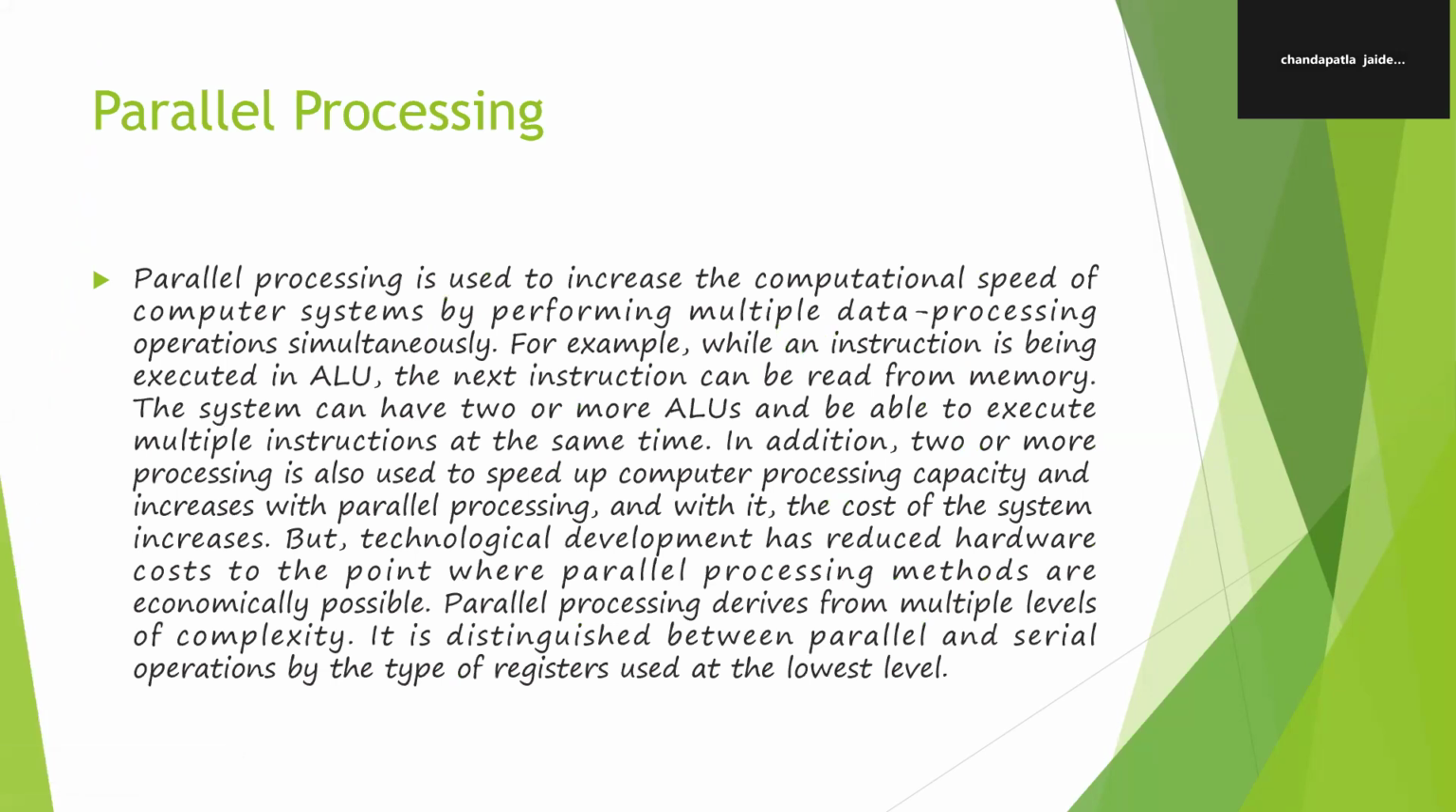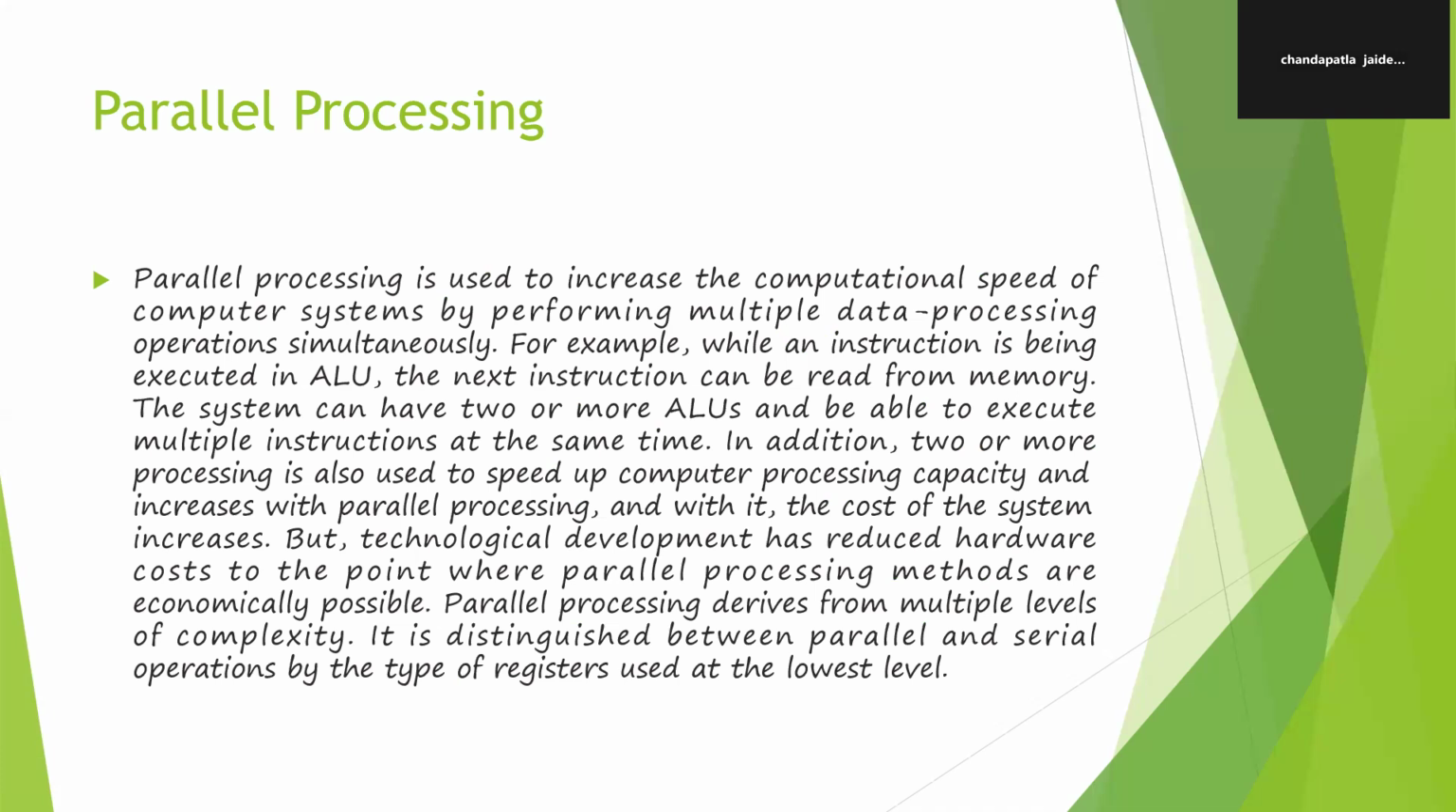Parallel processing. Parallel processing is used to increase the computational speed of computer systems by performing multiple data processing operations simultaneously. For example, while an instruction is being executed in ALU, the next instruction can be read from the memory. The system can have two or more ALUs and be able to execute multiple instructions at the same time.